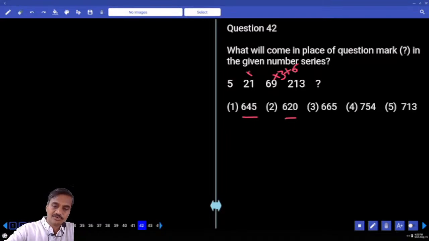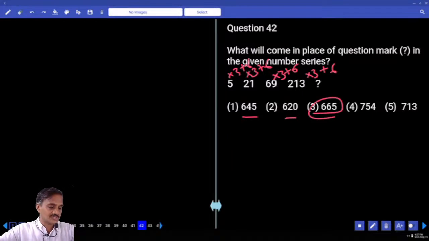Now here, 21 into 3 is 63, again plus 6. 5 into 3 is 15, plus 6. So into 3 plus 6 is constant. Now 3 into 3 is 9, plus 6 is 15. Last digit 5, choice 3, question number 42. Isn't it? Then 665 and 61, in the order of which 645 is the answer.